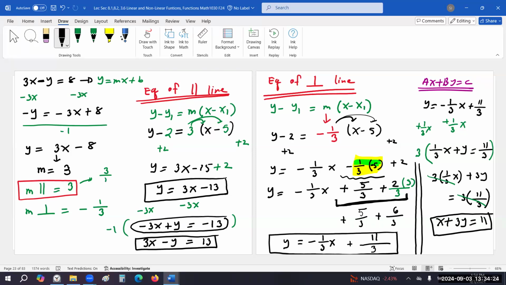If you want to find the equation of the perpendicular line in slope intercept form, same thing. Based on the original line, we get the slope of the perpendicular line. And then we substitute everything in the point slope format. So x1, y1, slope, our slope is different this time. And slope intercept means get the y alone. So to get the y alone, we add the 2, and we simplify here.